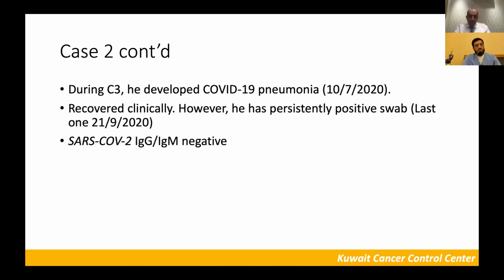We did his SARS-CoV-2 IgG and IgM, both were negative. So we were in a debate whether to restart or not to restart. We discussed and counseled the patient extensively, and we discussed him in our MDT. And the final decision is to take the patient for cycle 4, even with a positive COVID swab.